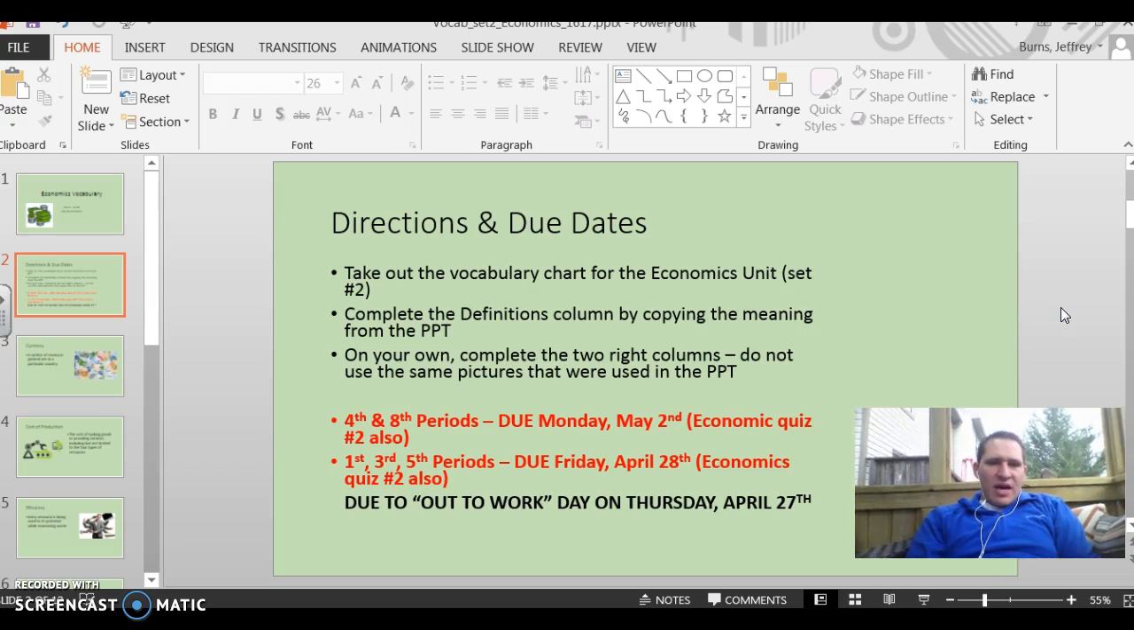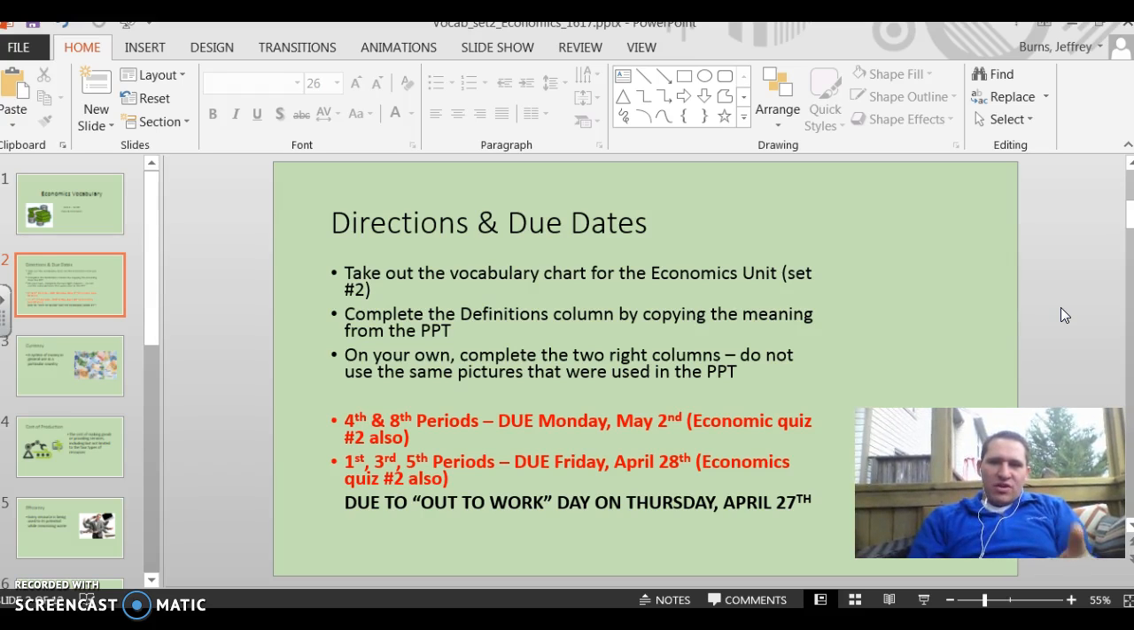And then we have 1st, 3rd, and 5th periods, Friday, April 28th. This is because of Out to Work Day. We're going to flip it back around from gold blue to blue gold after Out to Work Day. So for 1st, 3rd, and 5th, you get a little bit less time to work on this than 4th and 8th, but that's just the way it is. So don't forget about Out to Work Day.